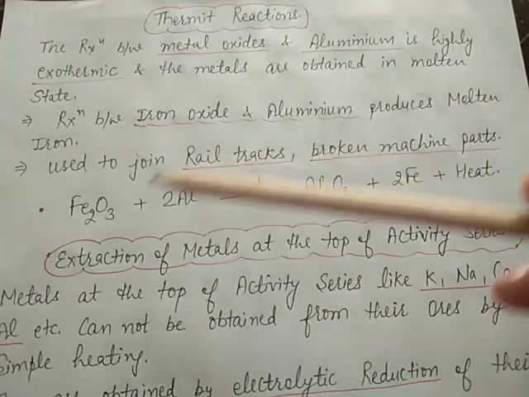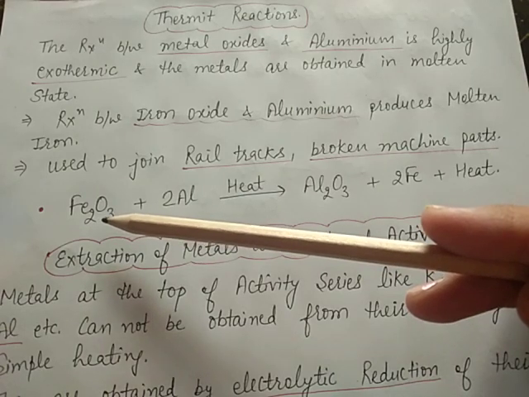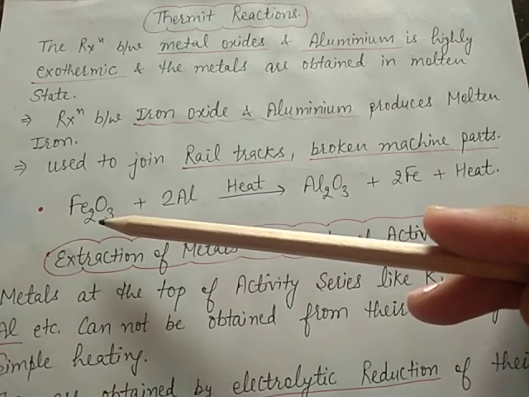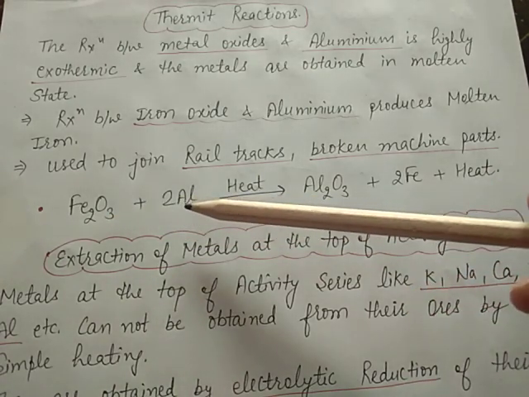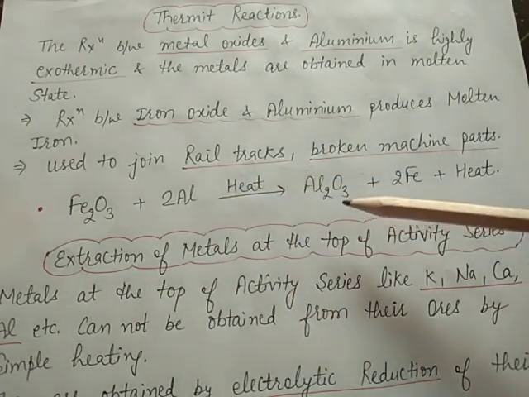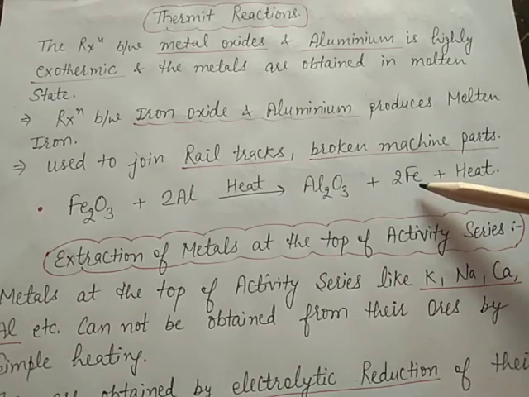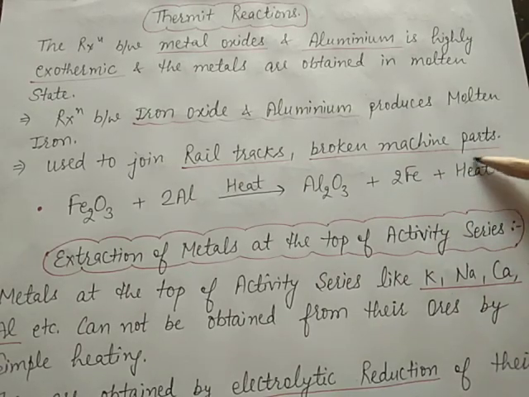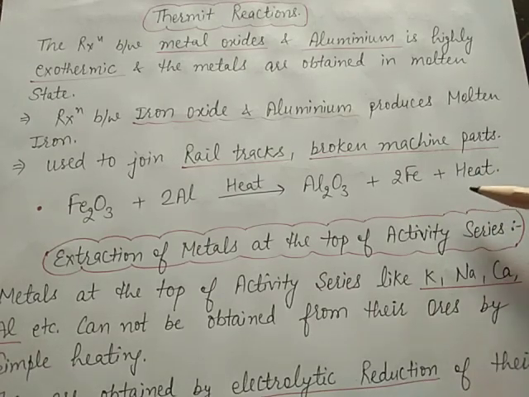The thermite reaction is like this: the iron oxide, means ferric oxide, plus aluminium powder. After heating, it will form aluminium oxide plus molten iron and heat is released, because this reaction is highly exothermic.